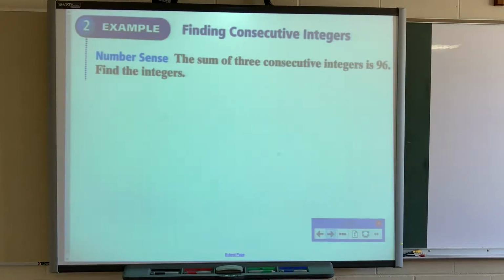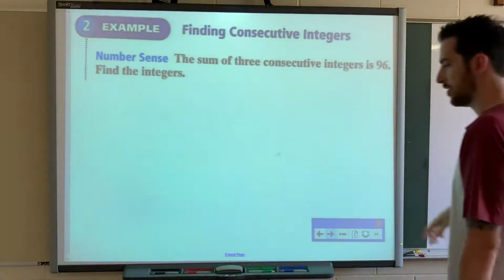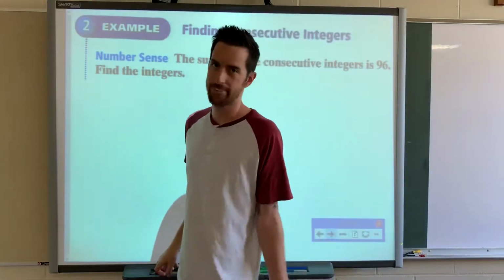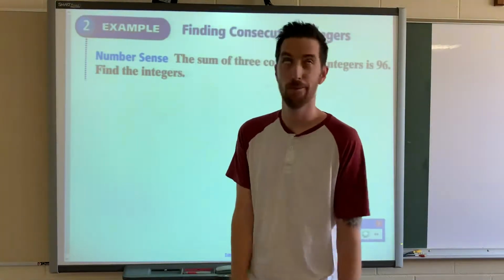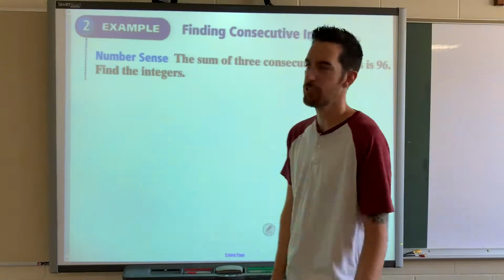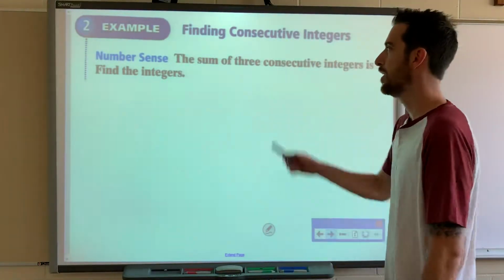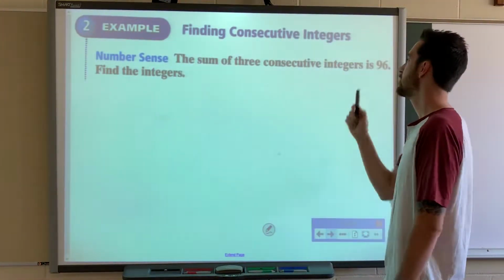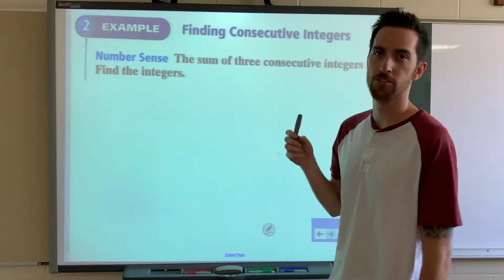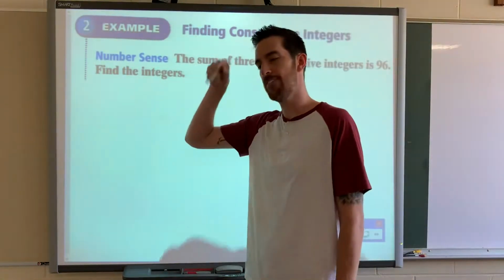Consecutive integers. I'm going to show you guys two different ways that you can do these. First way, of course, is going to be a little more complicated, but then I'll show you an easier way you can do these as well. The sum of three consecutive integers is 96. Find the integers.